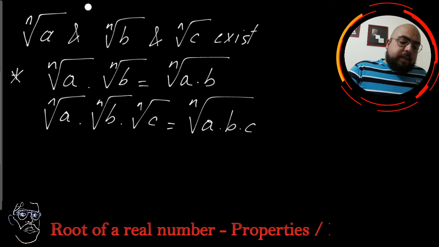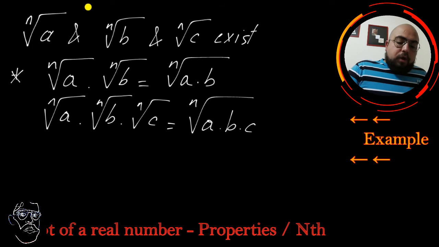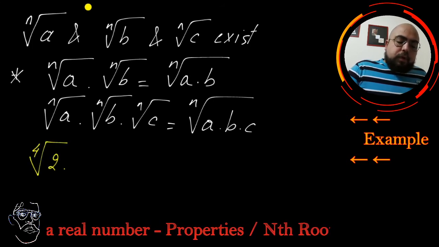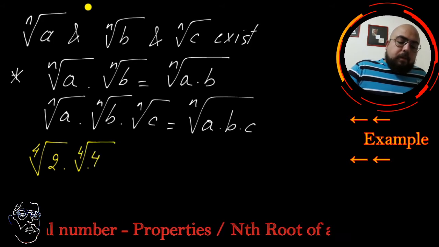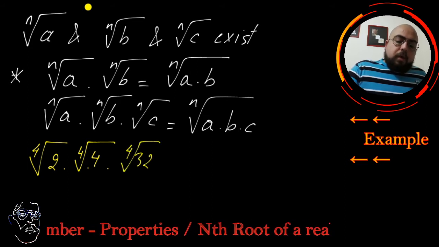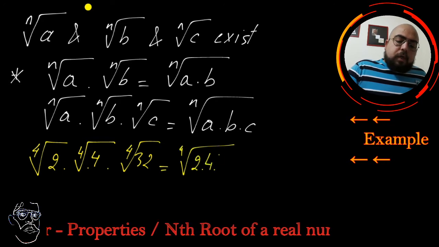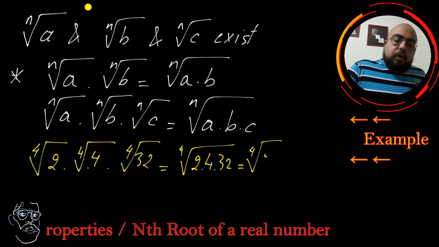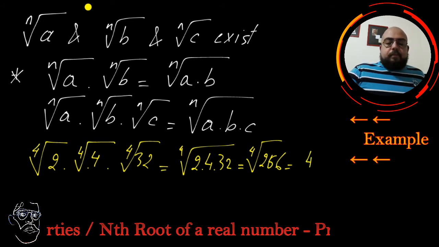Let's take an example related to this property. What about the fourth root of 2 times the fourth root of 4 times the fourth root of 32? It will be the fourth root of 2 times 4 times 32. It is equal to the fourth root of 256, which is 4. All right.